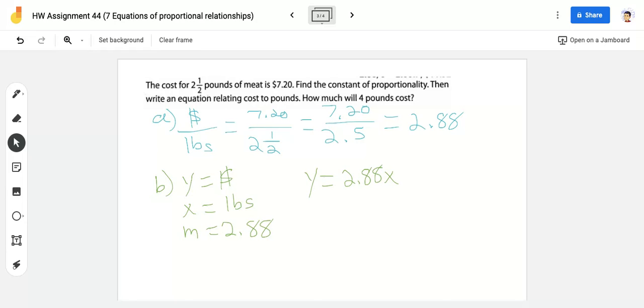Now let's use the equation to solve a problem. All right. So we have our equation. y is equal to 2.88x. How much will 4 pounds cost? So let's fill that in. So y is equal to 2.88 times 4. All right, 2.88 times 4. So y is going to be equal to $11.52, meaning that 4 pounds of meat are going to cost $11.52.